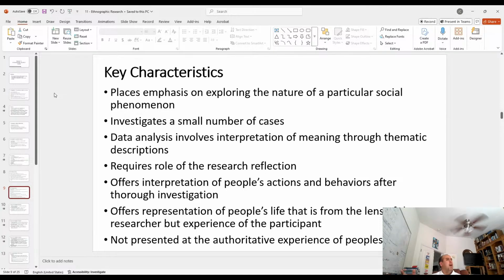It also offers a reflection of people's lives from the lens of the researcher, but it's the experience of the participant, and it's not presented through the authoritative experiences of people.